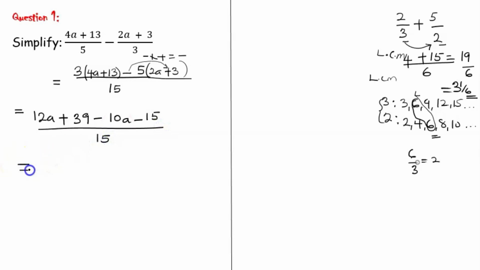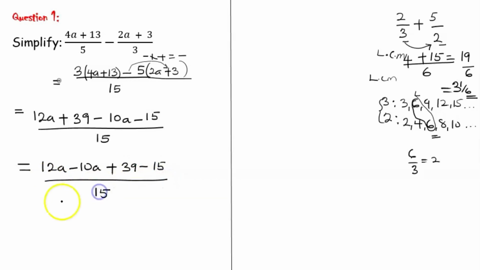So what do we do next? We collect the like terms at the numerator. All the ones having a, we bring them together. I can see 12a minus 10a, then plus, I can see 39 minus 15, everything divided by 15. If we do this, what do we have? 12a minus 10a is going to give you 2a.